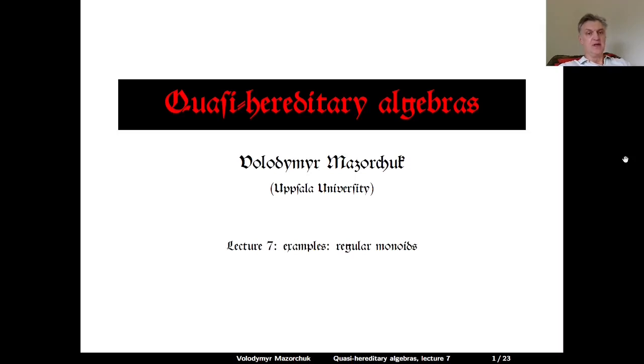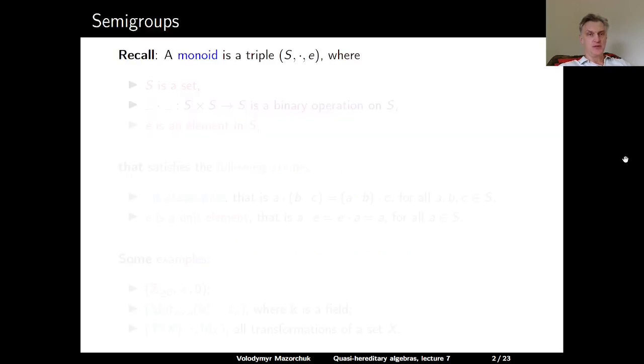Quasi-hereditary algebras, lecture 7, examples, regular monoids. Let us start by recalling the definition of a monoid.